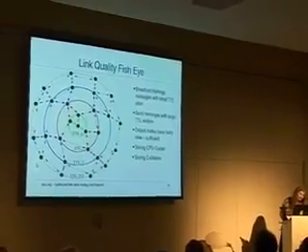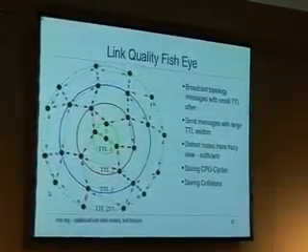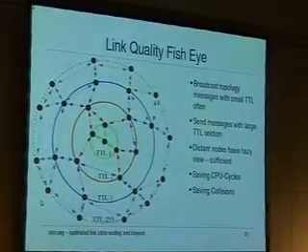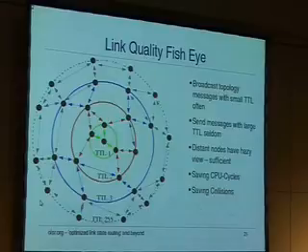So we started reusing an idea which we already used before, which was introduced in mobile mesh. It's called fisheye routing. We call it link quality fisheye. These topology control messages have a time to live stamp. And with a simple hack, we manipulate the time to live stamp.